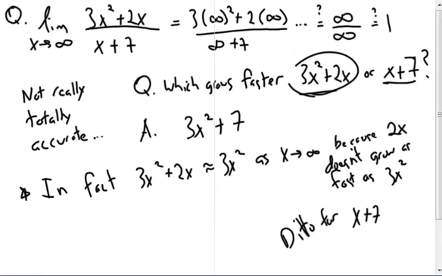And the same thing for the denominator. You've got an x and a 7. Well, the 7's not growing at all. So x plus 7, we really can just approximate that as x.